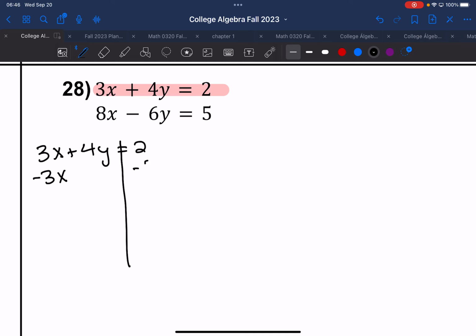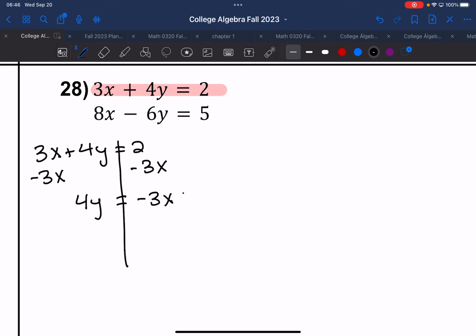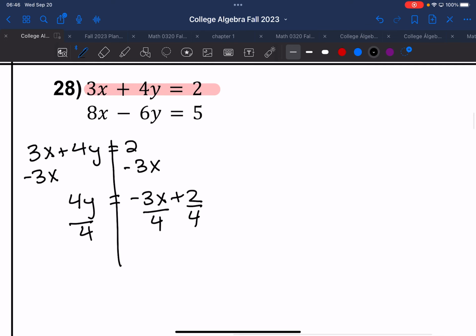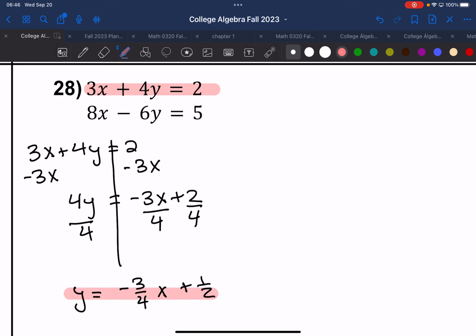Good, move the 3x over. So we have 4y is equal to negative 3x plus 2. And then what would be our last step? Divide every term by 4. So for our first equation, we have y is equal to negative 3/4 x. Remember that number has to be in front of the x, plus 1/2 because 2/4 reduces to 1/2. This is our first equation.